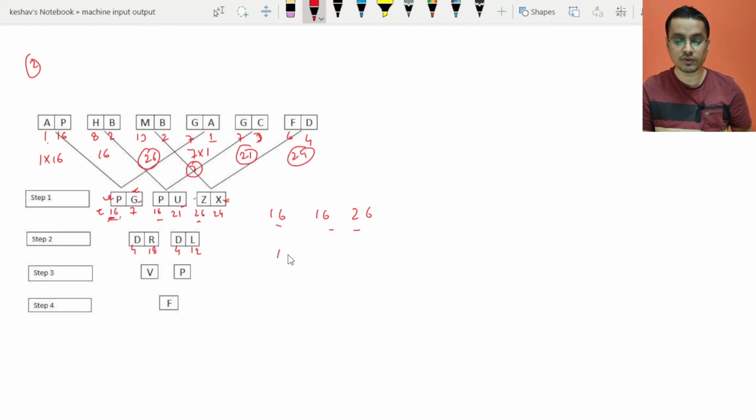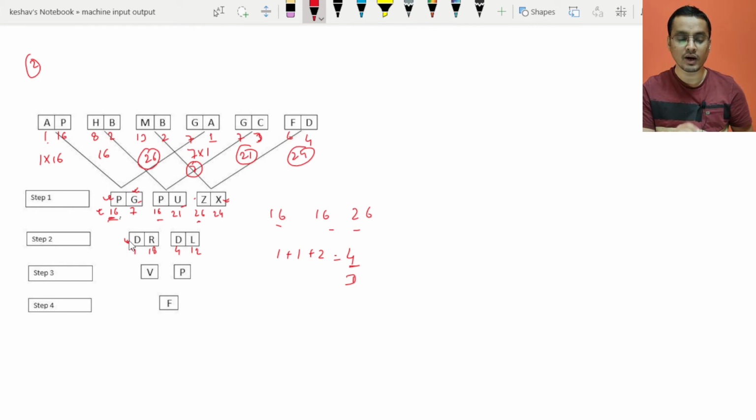What is the tens digit of this 16? 1. What is the tens digit of 26? That is 2. So the addition is what? 4. So we are getting 4. Which alphabet has the ranking 4? So D. So here D is written. Okay, fine. I hope you understand. We are adding all the tens digits of the first number of box 1, 2 and 3.